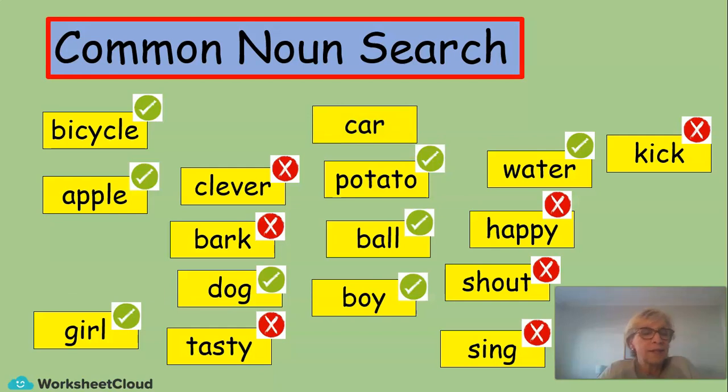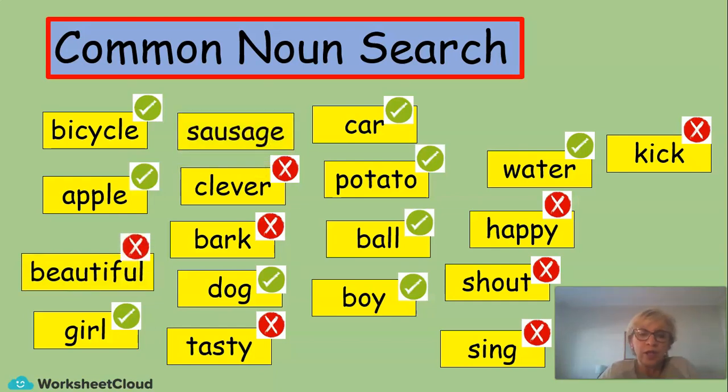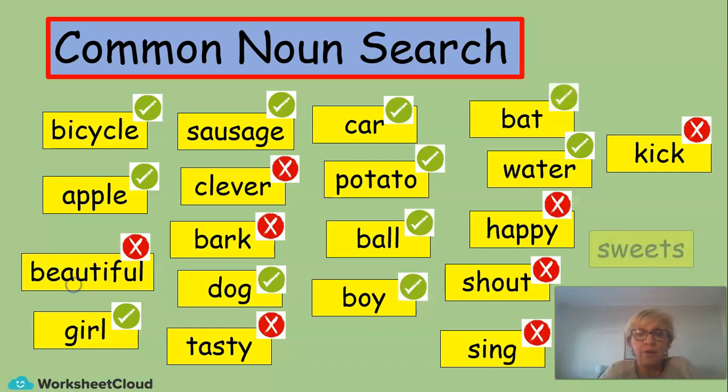Car, yes, that's a noun or naming word. Well done. Beautiful, lovely word too, but it is a describing word, so it's not a noun. Sausage, delish. That's a naming word for sure. I might even have that for supper tonight. A bat, either a cricket bat or one of those bats that flies around, that's also a naming word.